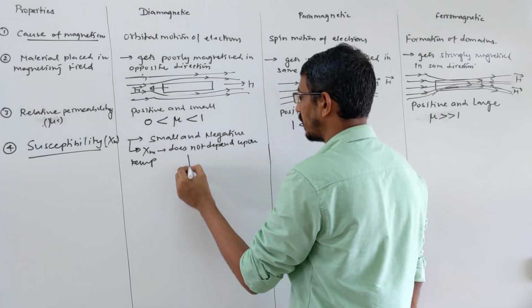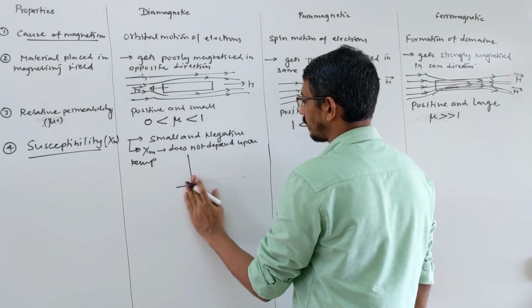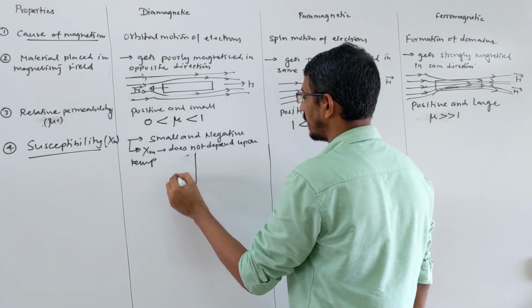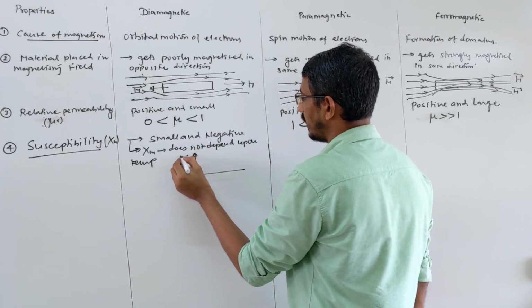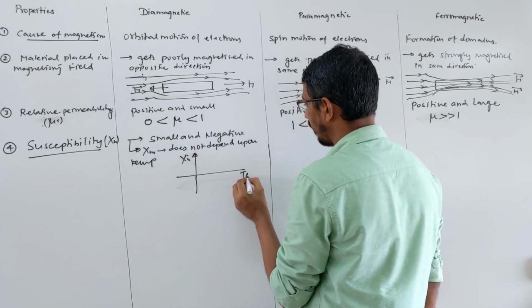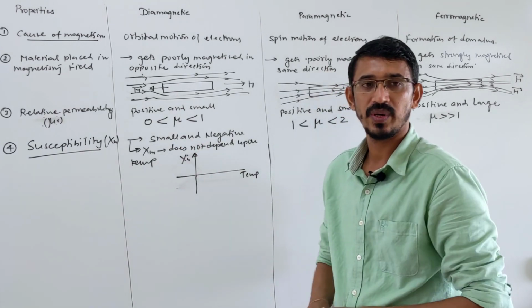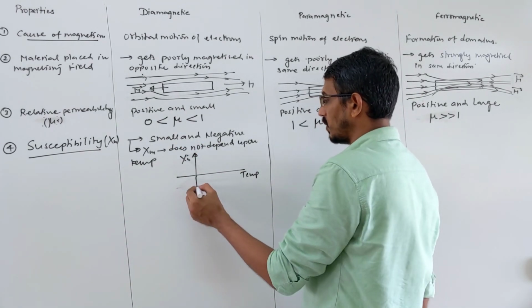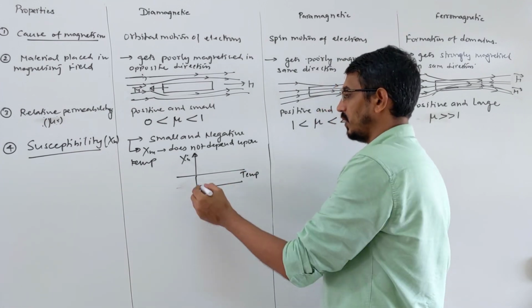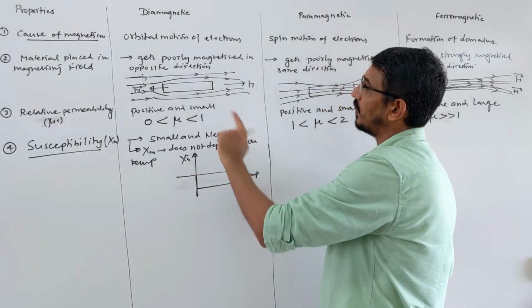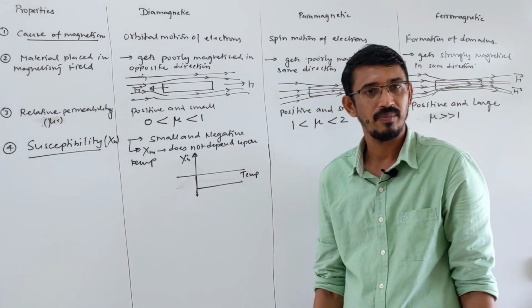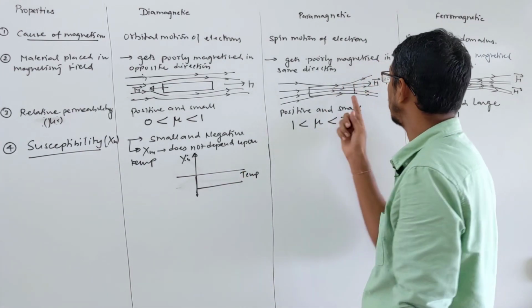So if you want to draw a graph between susceptibility and temperature, say this is chi and this side is temperature. Then first, it is negative. Negative means the graph comes in the negative quadrant and does not depend on temperature. So this graph will look like that. This is the graph of susceptibility for a diamagnetic material with temperature. It does not change with temperature. These other things will change with temperature.